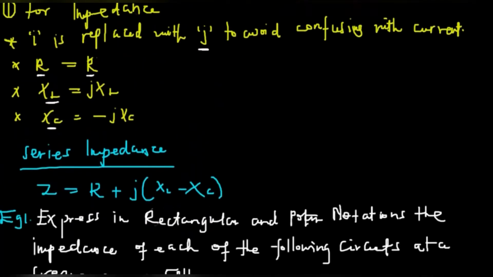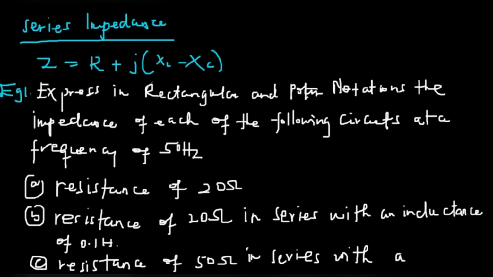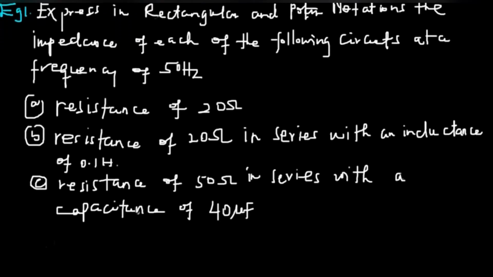These are the main points you need to know: 1, 2, 3, 4. Now let's proceed. For series impedance, the impedance is equal to R plus J, then XL, the opposition to inductance, minus XC, the opposition to capacitance. Now let's take this example and proceed from there.